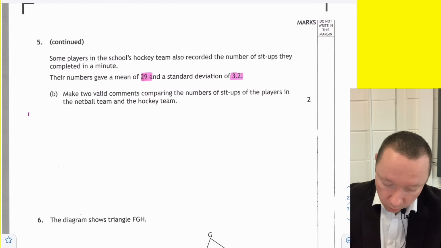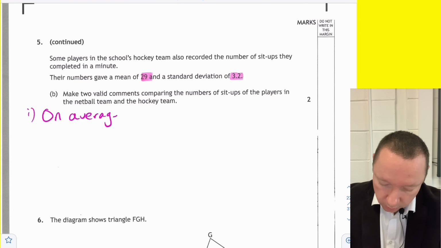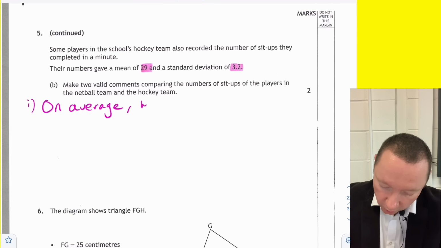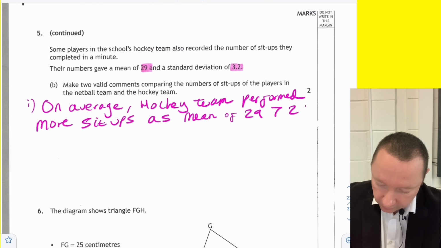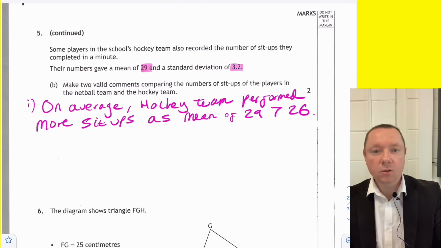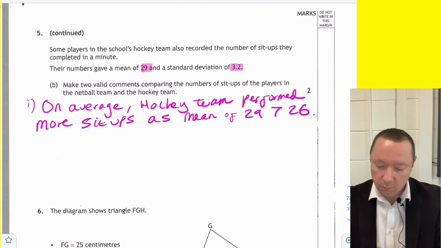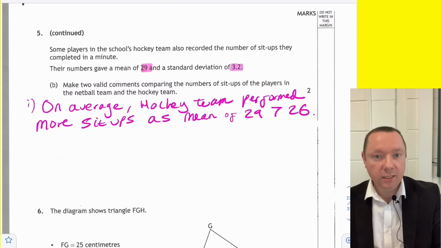So on average, the hockey team performed more sit-ups, as the mean of 29 is greater than 26. That's all we need. So on average, perform more because, and then there's my reason.